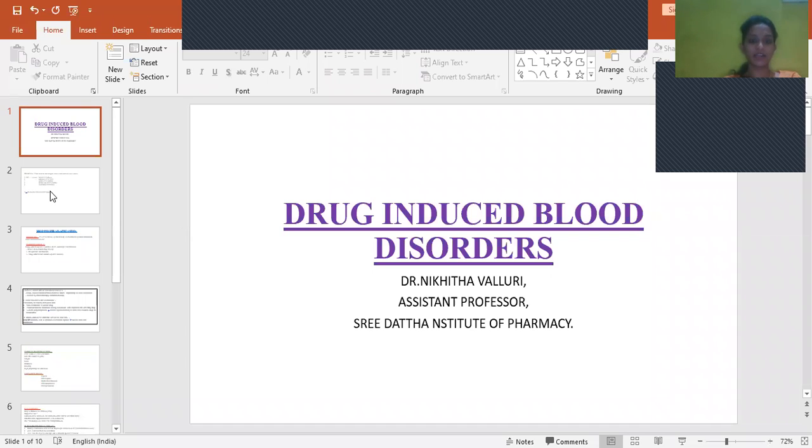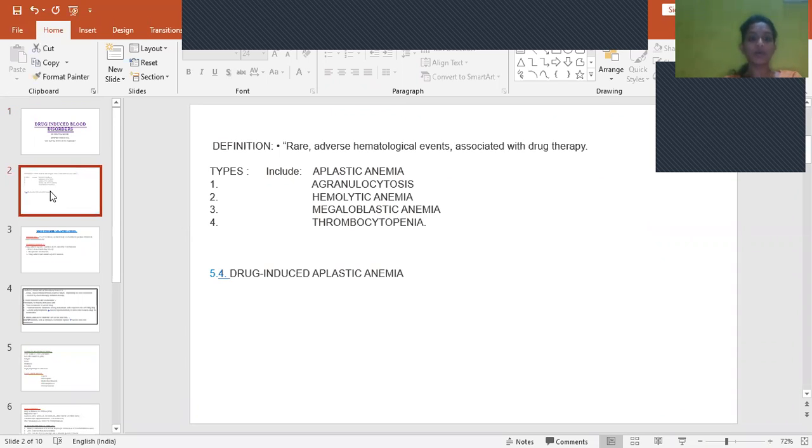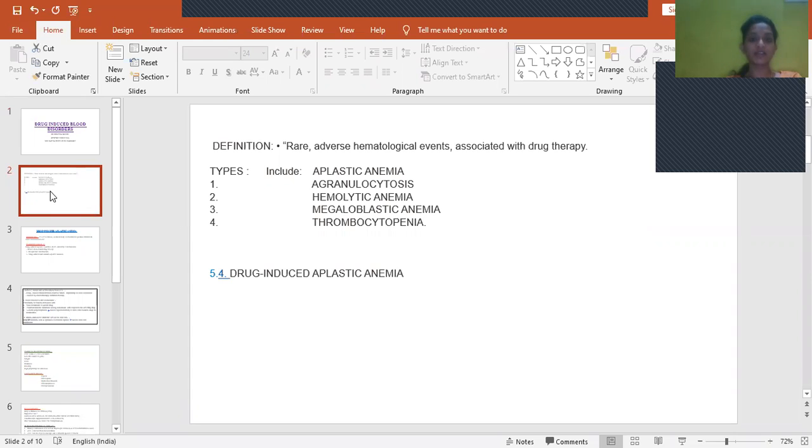So, what do you mean by drug induced blood disorders? That means because of some drugs, they induce blood disorders that we call drug induced blood disorders. It is defined as a rare adverse hematological event associated with drug therapy, and it includes different types. They are drug-induced aplastic anemia, drug-induced granulocytosis, drug-induced hemolytic anemia, drug-induced megaloblastic anemia, and drug-induced thrombocytopenia. So these are the different types of drug-induced blood disorders.